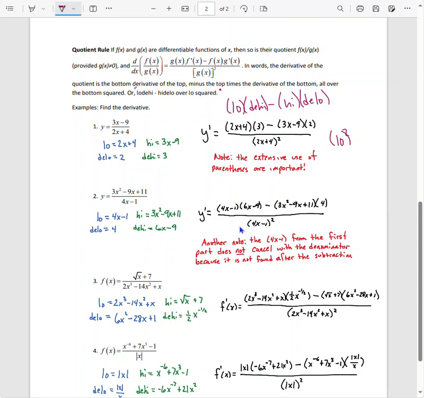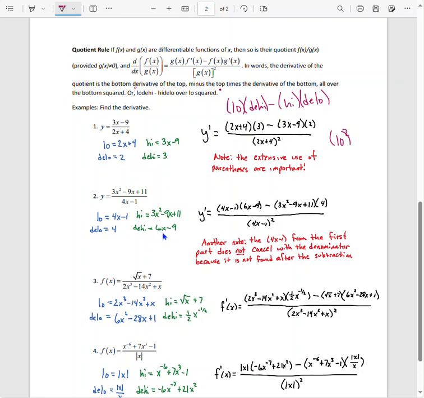All right, so here's y equals 3x squared minus 9x plus 11 all over 4x minus 1. Nice rational function where low, the denominator, is 4x minus 1, and high, or the numerator, is 3x squared minus 9x plus 11. Once I've identified that it's a rational expression or a quotient, I identify my low and high. Once I identify my low and high, I find the derivatives of each of them, which you're totally good on by now. I know it's only 2 sections later, but you got this.